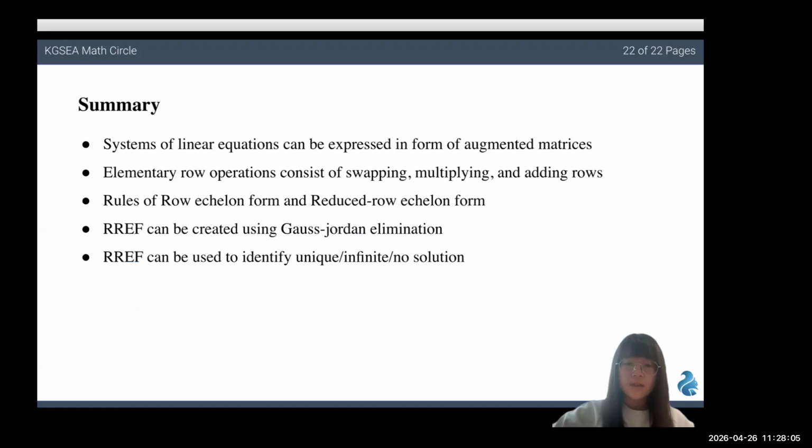To summarize, in this presentation, we went over the following topics: expressing systems of linear equations in augmented matrices, basic matrix row operations, row echelon form, reduced row echelon form, and how to use the Gauss-Jordan elimination to create a matrix in RREF form, as well as interpreting RREF as solutions to a system of equations.